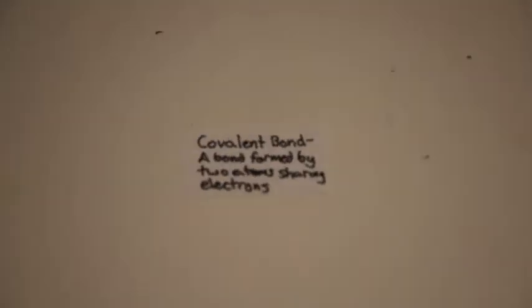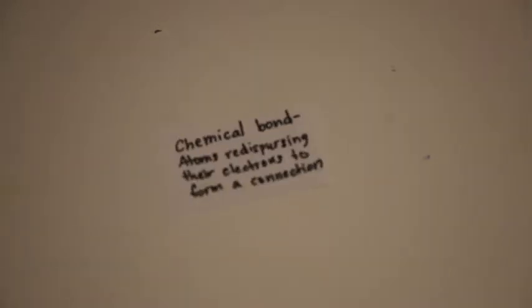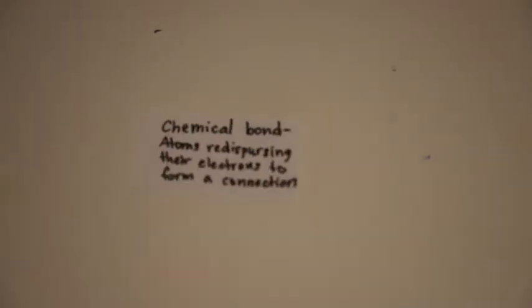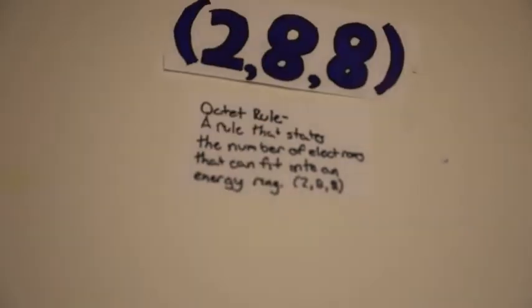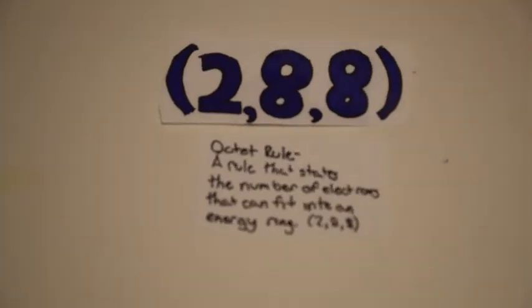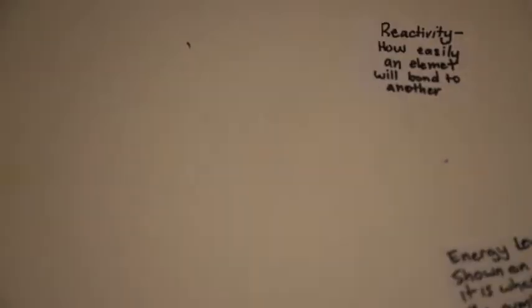Covalent bonding is a bond formed by two atoms sharing electrons. Ionic bonds are chemical bonds formed from oppositely charged ions. Chemical bonds are atoms redispersing their electrons to form a connection. The octet rule is a rule that states the number of electrons that can fit into an energy ring, 2, 8, 8. Reactivity is how easily an element will bond to another.